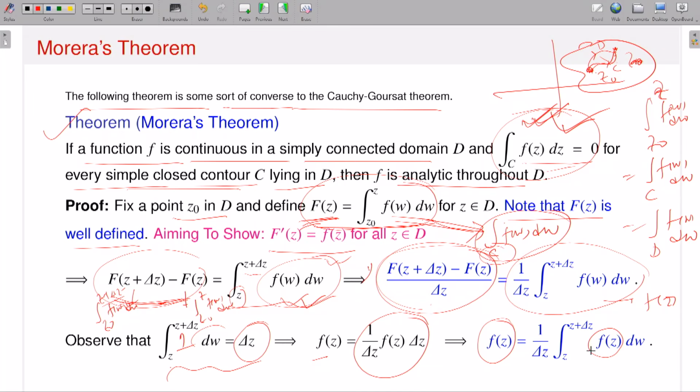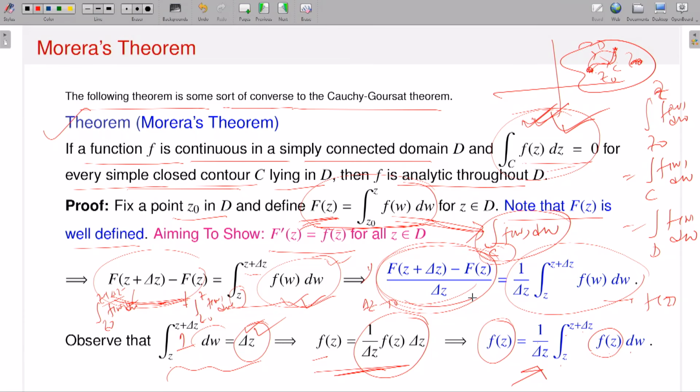So this is the integrand, and the constant can be taken outside. What will remain is the integral from z to z plus delta z of dw, which is exactly equal to delta z. So therefore I can write this expression there. At the end of the day, I have to take delta z approaching 0, so that this object converges to small f of z.